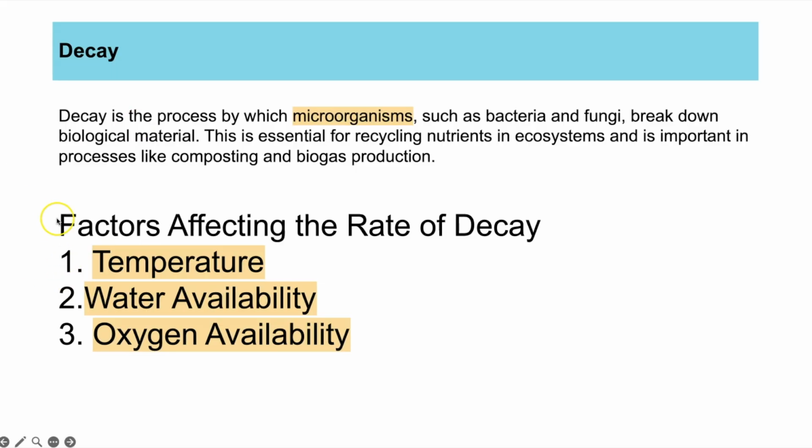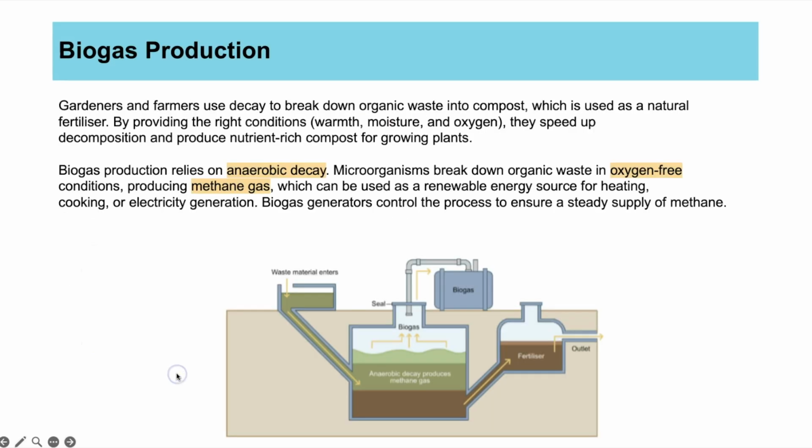And you need to know the factors affecting how quickly that can happen. So temperature has an impact because decay is done by microorganisms which have enzymes in them. So temperature is going to affect the rate of decay. Water availability has an impact because microorganisms are living things, so they need water for their chemical reactions. And oxygen is also required because microorganisms are living things, they need to respire aerobically as well. So those 3 factors will have an impact on the rate of decay.